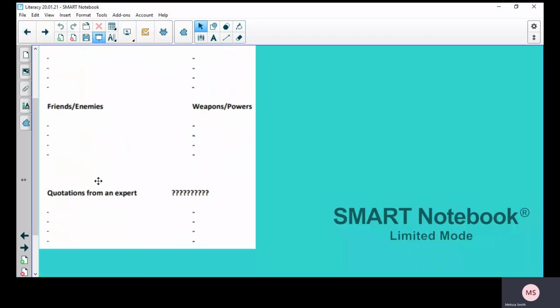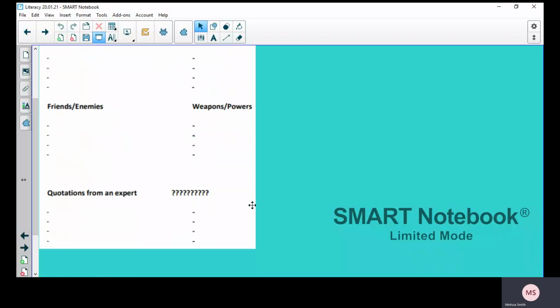And then quotations from an expert. So if you remember in the model text, we had some quotes from one of the experts. So have a think about, what could somebody say about your monster? And obviously you're going to be making this up. So you could say something like, this monster is the most dangerous living creature on the planet. And let's choose David Attenborough. So if you know people to do with animals, you could use those names. You could even just make names up.